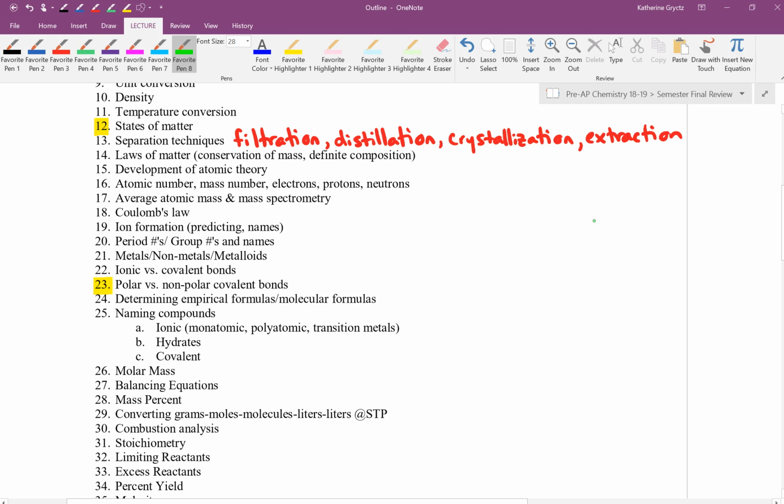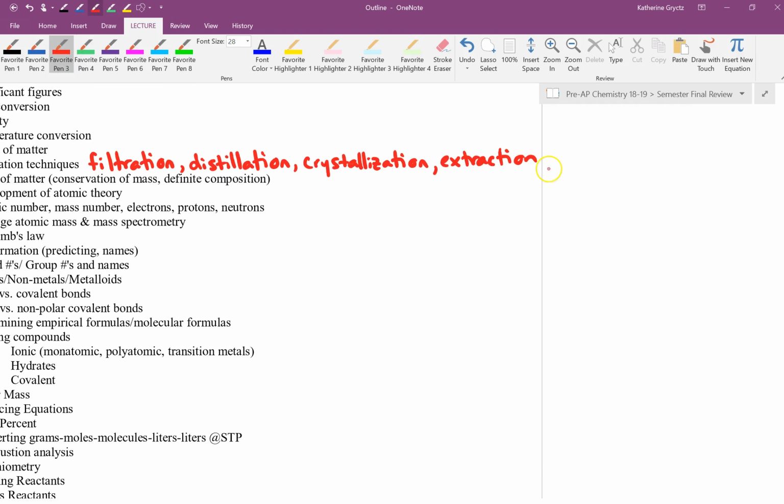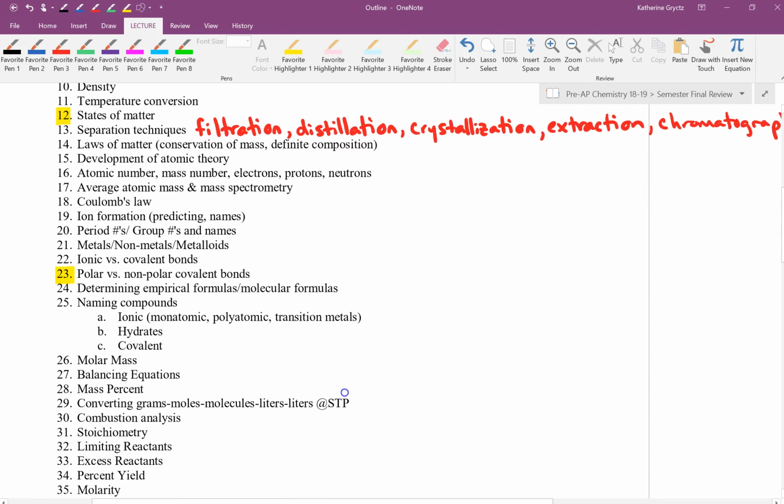And then the last one is the one we actually did in lab, was chromatography. And that's where we separated out the colors in that mixture, but how we separated them was based on whether they liked the water better or they liked the paper better. So just being familiar with what those were, recognizing which ones we talked about.